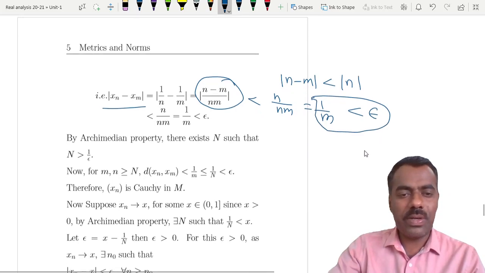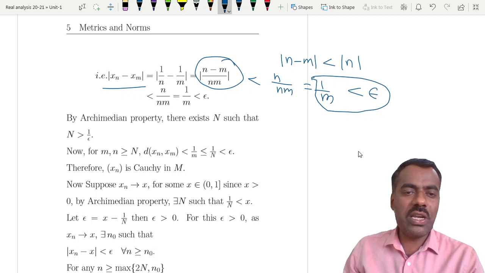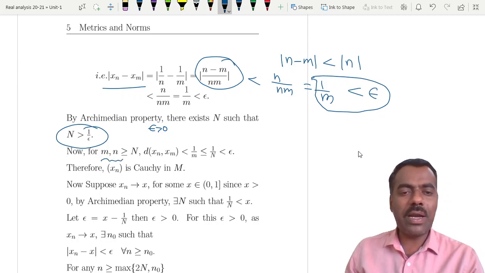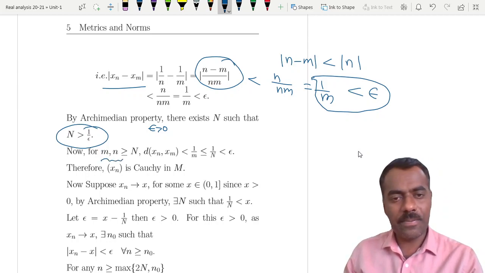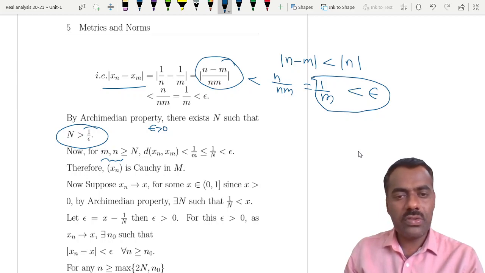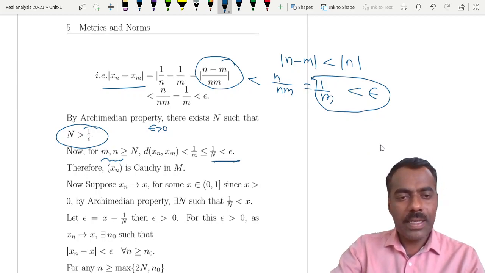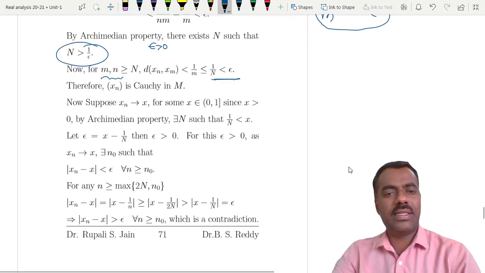So therefore by the Archimedean property, for epsilon greater than 0 there exists a capital N such that 1 by N is less than epsilon. Now if you take any m, n bigger than or equal to that N, then this value we already seen that it is less than 1 by m. But 1 by m is less than 1 by capital N, which is less than epsilon by Archimedean property. Therefore this sequence is a Cauchy sequence, right?